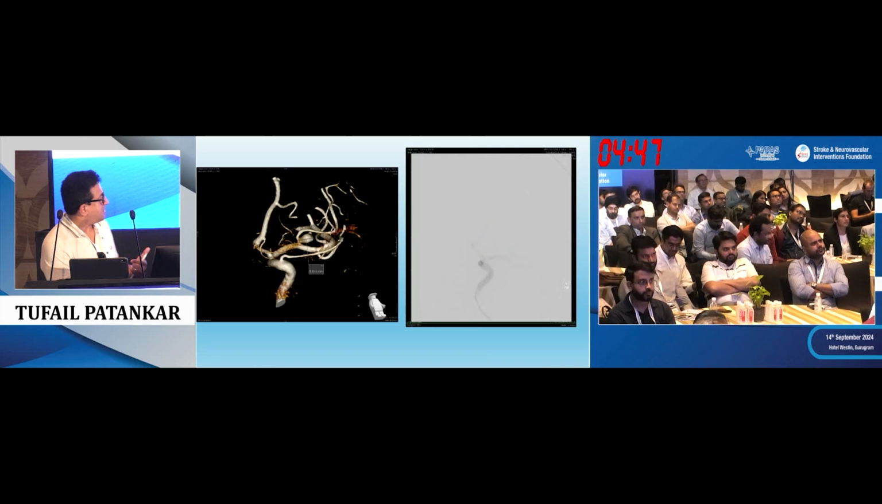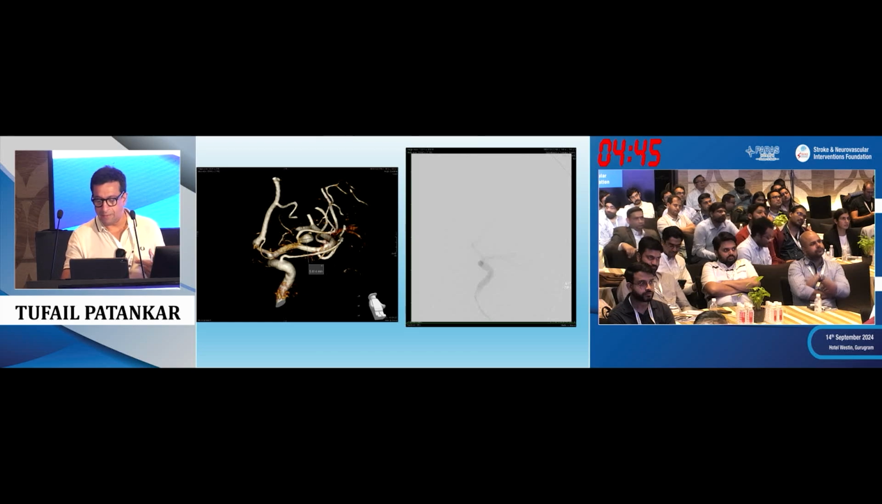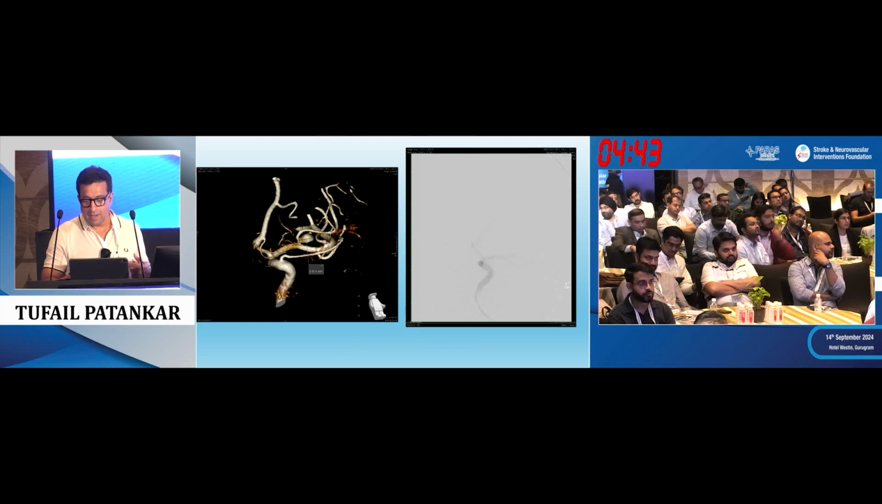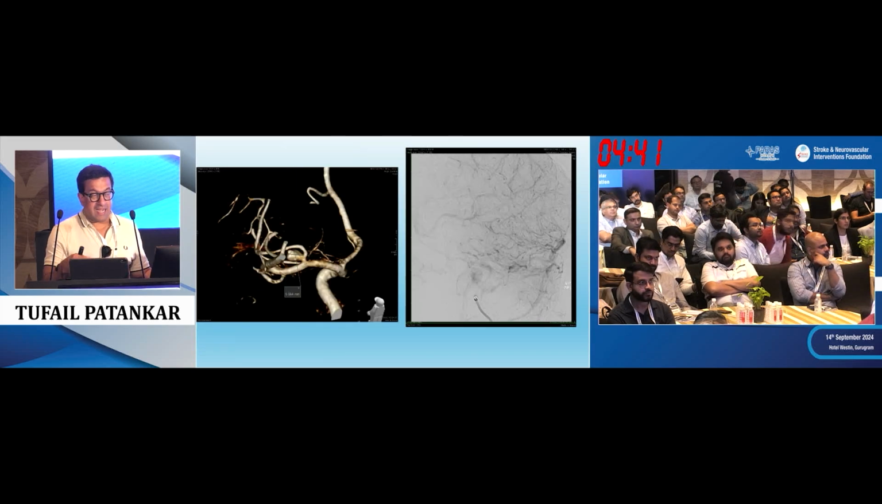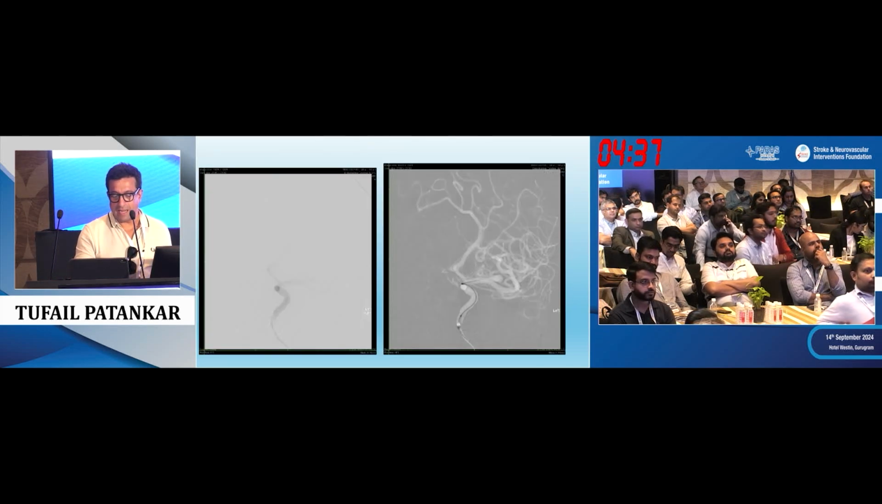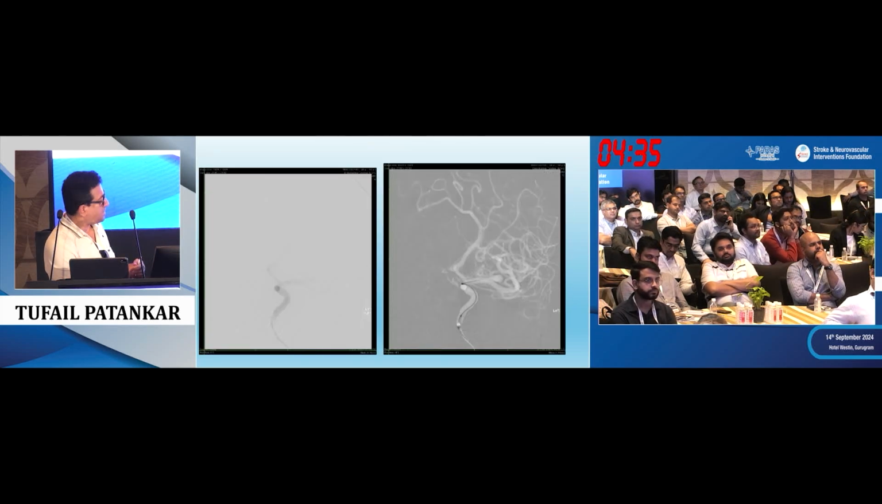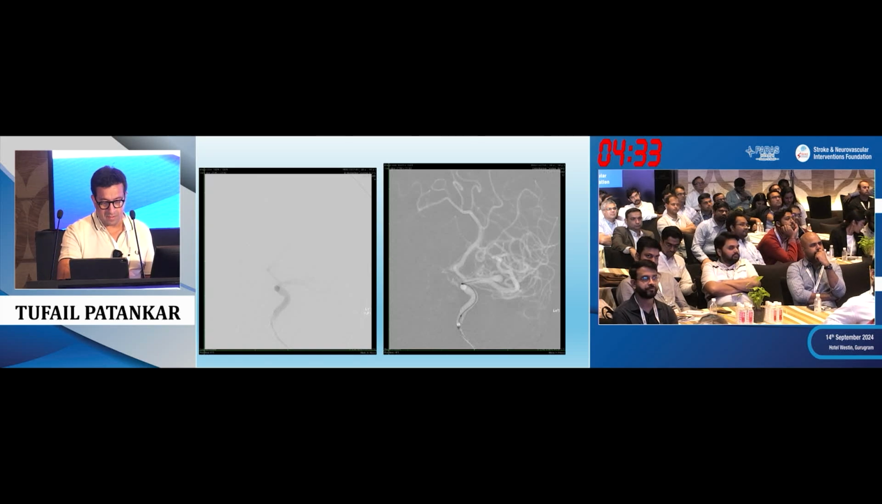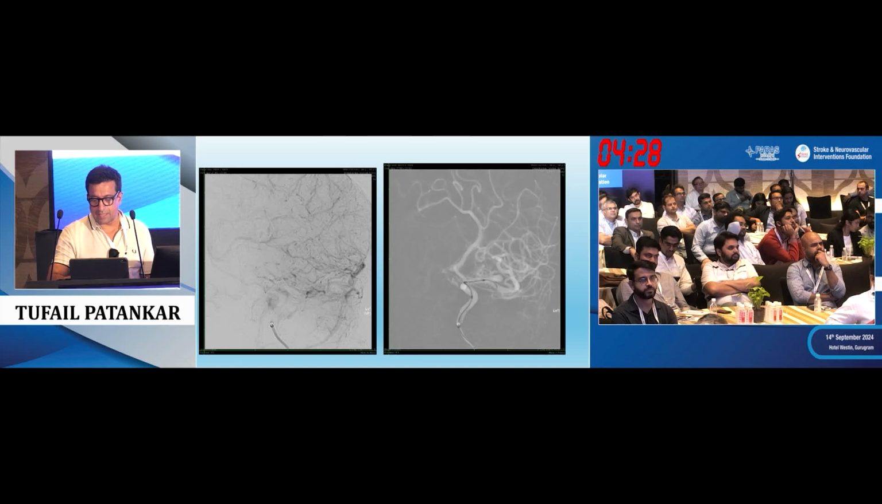Here is an MCA aneurysm, as you can see. And it looks like a WEB. It's going to do a WEB, okay? And you can see the catheterization of the aneurysm, and then you can see you're getting into the aneurysm here.